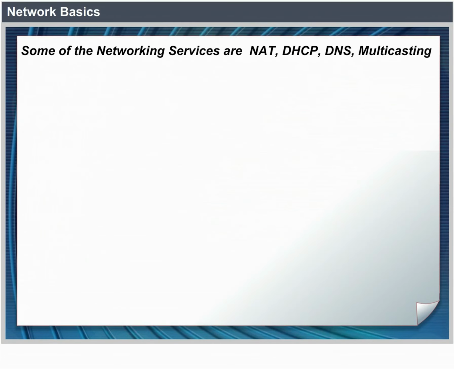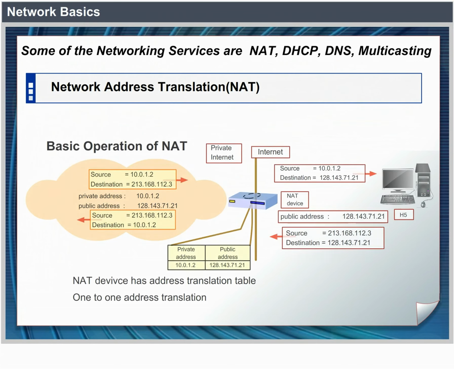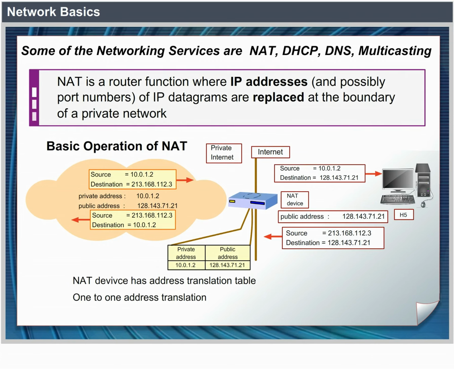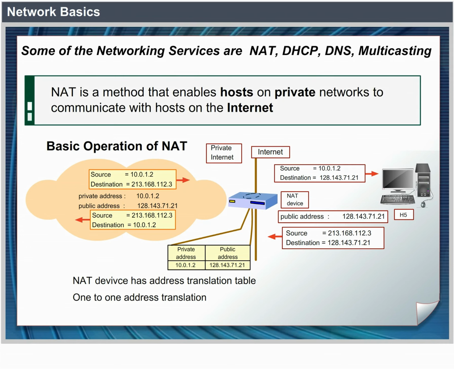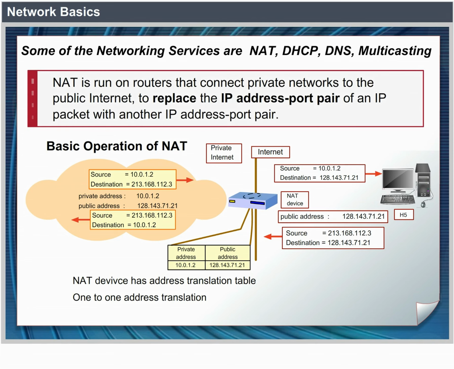Some of the networking services are NAT, DHCP, DNS, multicasting. Network Address Translation. NAT is a router function where IP addresses and possibly port numbers of IP datagrams are replaced at the boundary of a private network. NAT is a method that enables hosts on private networks to communicate with hosts on the Internet. NAT is run on routers that connect private networks to the public Internet to replace the IP address port pair of an IP packet with another IP address port pair.